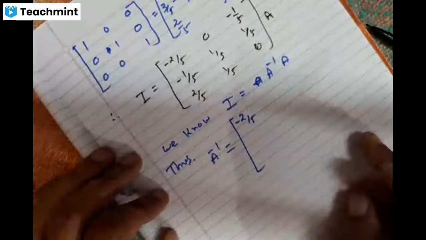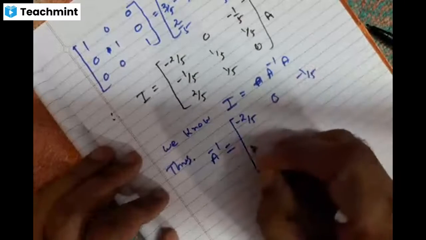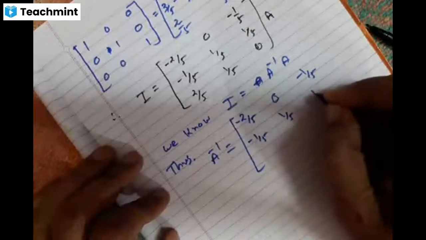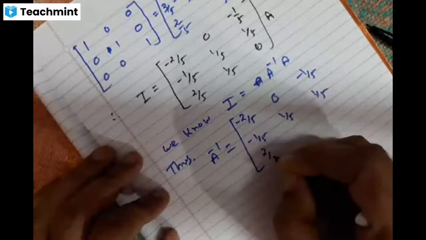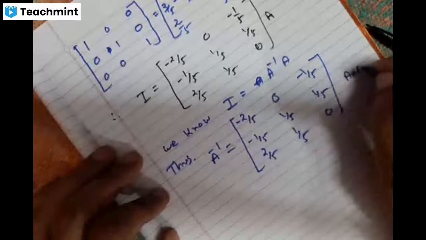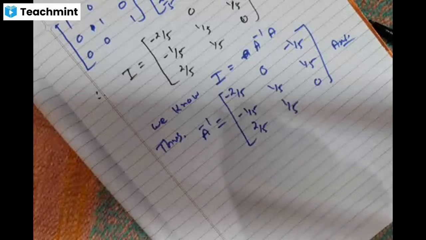Don't stop here as the answer. You have to write the answer separately: minus 2 by 5, 0, minus 1 upon 5, then minus 1 upon 5, 1 upon 5, 1 upon 5, 2 by 5, 1 upon 5, 0. So this is our final answer. Okay, is that clear? So hope you are now clear how to find the inverse matrix using the elementary operation.